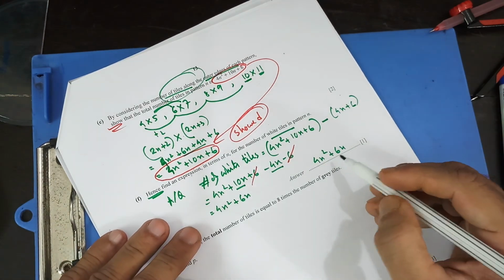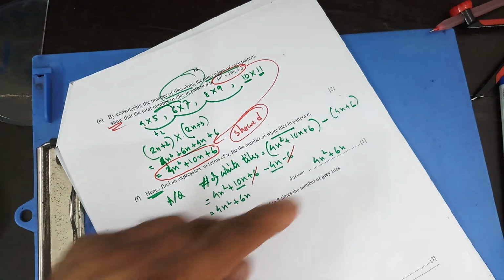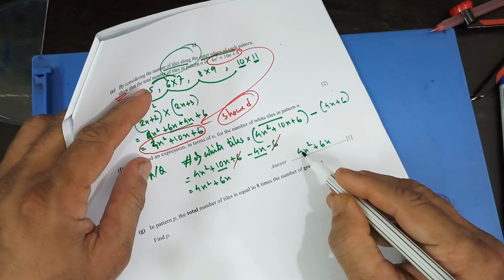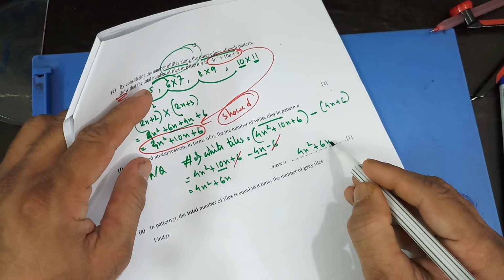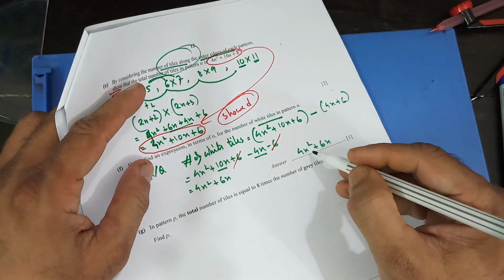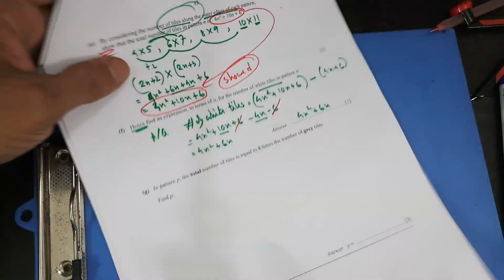Let me just see if I'm right or not. If n equal to 1, so 4 plus 6 is 10. 10. If it's 2, n squared, 2 squared is 4. 4 4s are 16. And 2 times 6 is 12. 16 plus 12, that's going to be 28, right? That's 28, so we are okay.